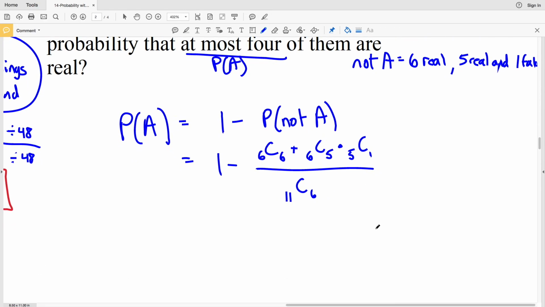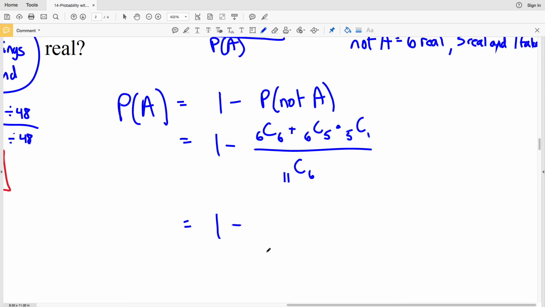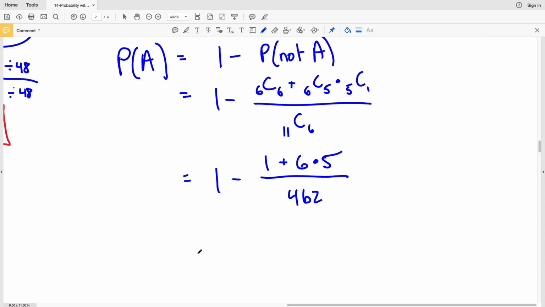Scrolling down so that I have more room to work, we're going to have 1 minus 6 choose 6, which is 1, plus 6 choose 5, which is 6, times 5 choose 1, which is 5, and that's all over 11 choose 6, which is 462. So I'm going to put these in a common denominator, so 1 will be 462 over 462, but remember we're subtracting 1 plus 6 times 5, which is 1 plus 30, or 31. So 462 minus 31 is 431 all over 462.